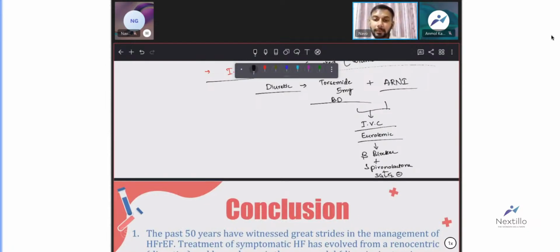So this is the treatment. Never give a beta blocker directly if there is volume overload. What you should do is correct the volume overload by giving what? Diuretic. So start with diuretic and ARNI. Once the patient becomes euvolemic, you can add him on a beta blocker. Finally, you can give spironolactone and SGLT2. So this is about chronic heart failure.